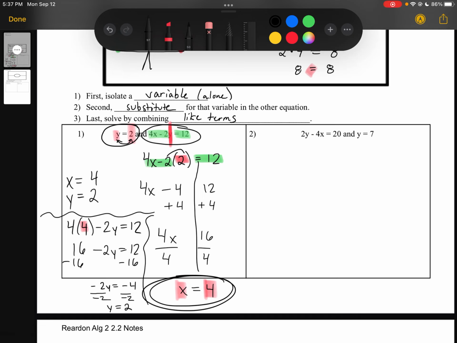So what I'm going to ask you to do now is follow those same steps. Visualize this as y and 7 being the same thing. And everywhere that you see a y, put a 7 in its place. So I'm going to have you go ahead and solve this one now.